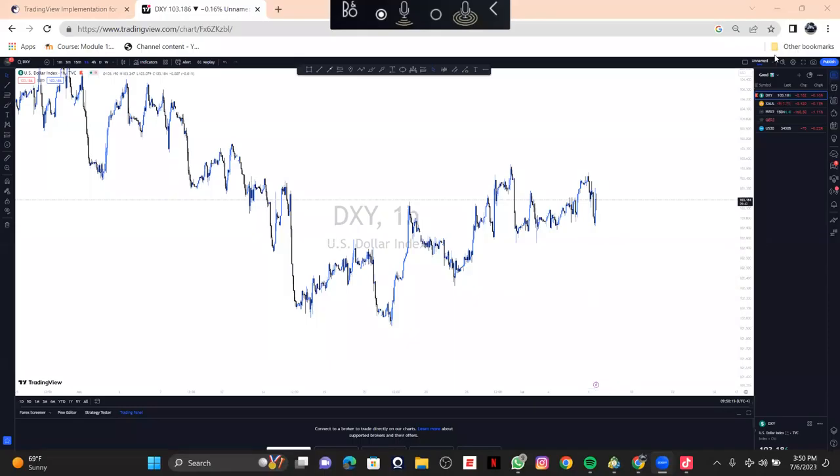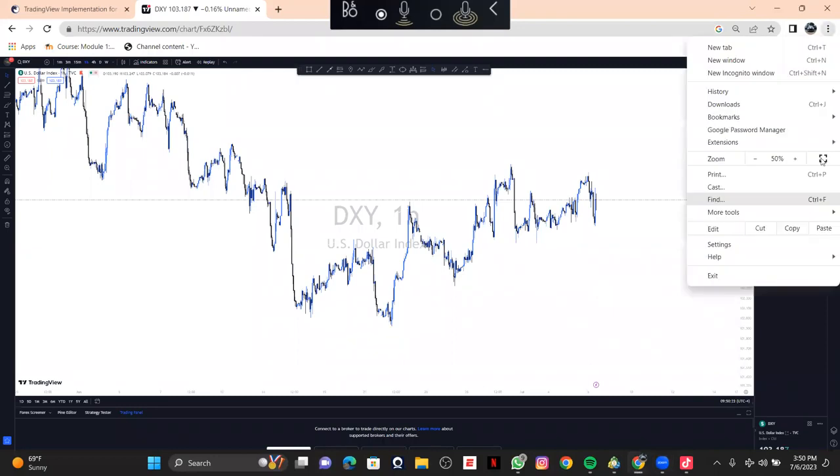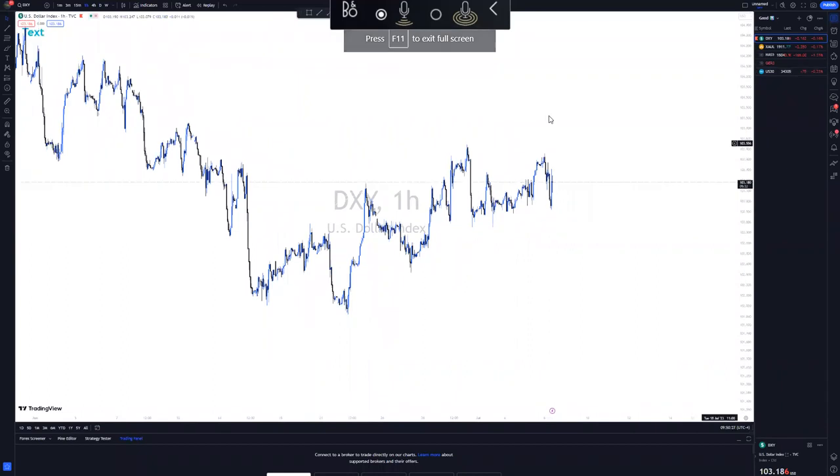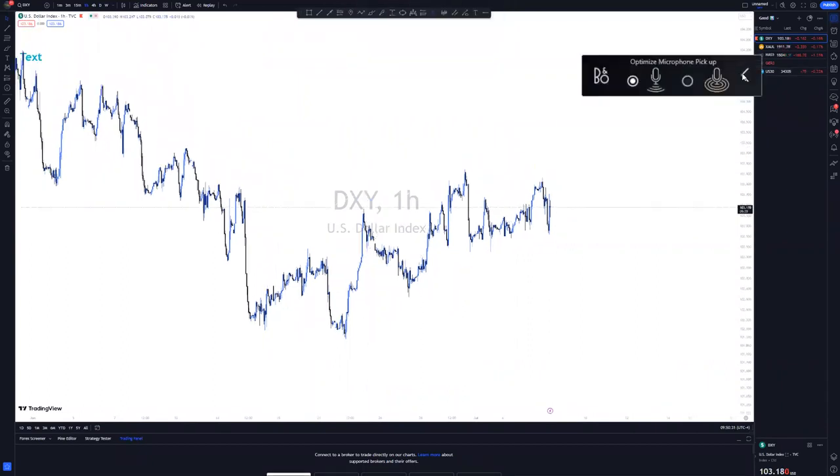Okay, guys. We're looking at DXY. Most of the time when I start my analysis, I just go to the DXY, because it's the best pair for me to check what's going to happen during the week.